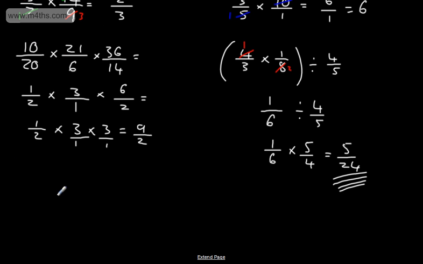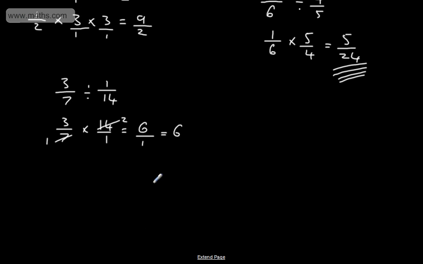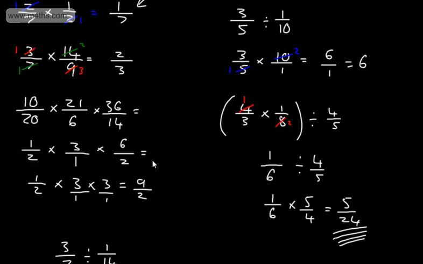Let's just do a couple more. Let's say we've got 3/7 divided by, let's say, 1/14. This is the same as saying 3 over 7 multiplied by 14 over 1. We could cancel off the 14 and the 7 would give us 2 and 1. 3 times by 2 is going to give us 6. 1 times by 1 is going to give us 1. So this is going to be 6. So turn and times, turn the second fraction round and multiply.